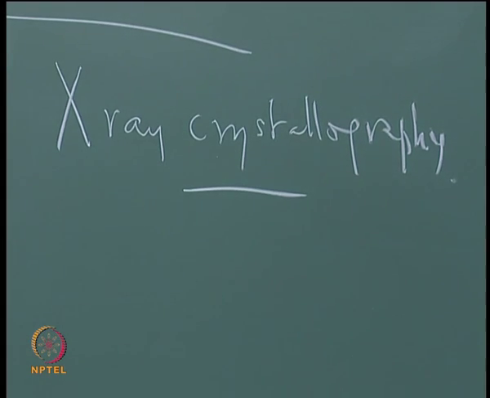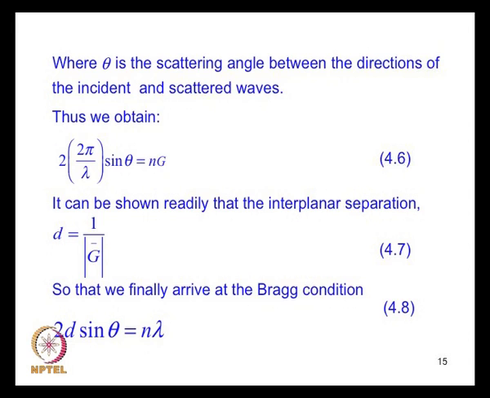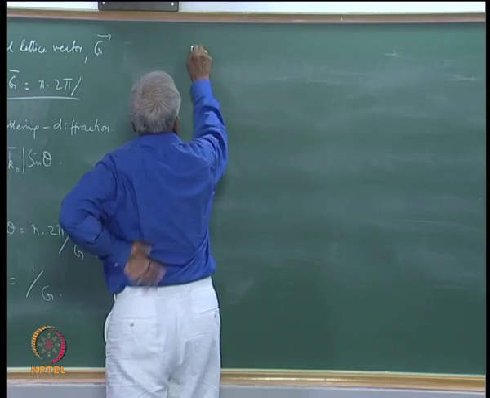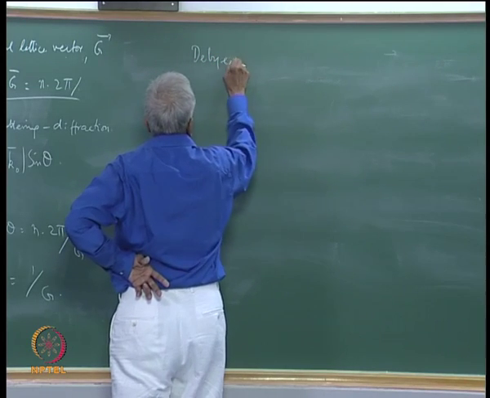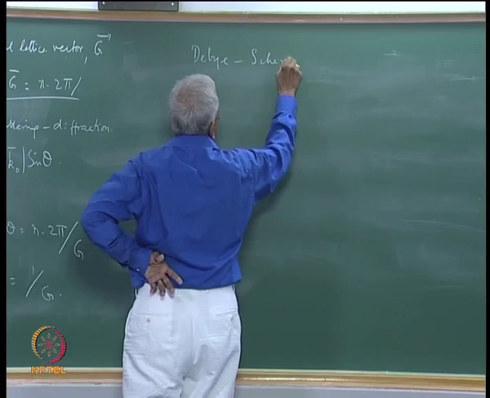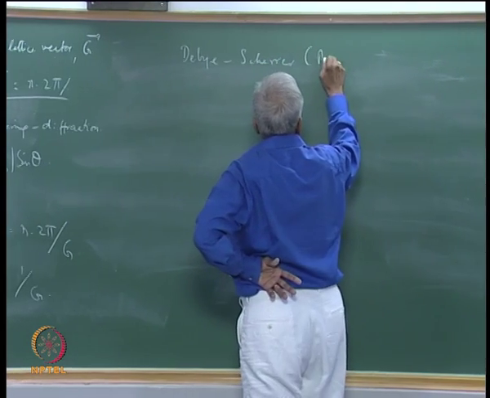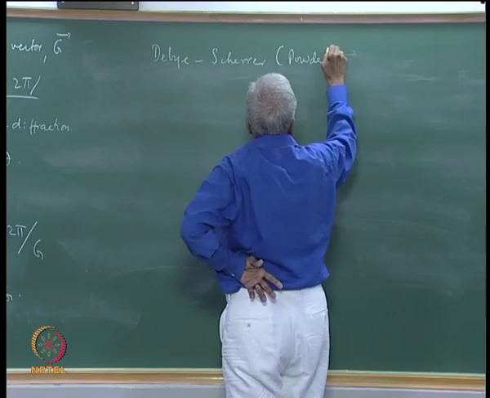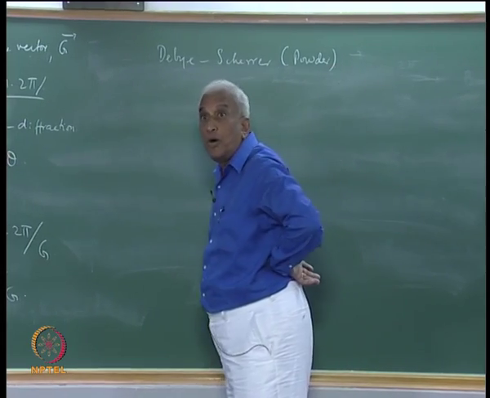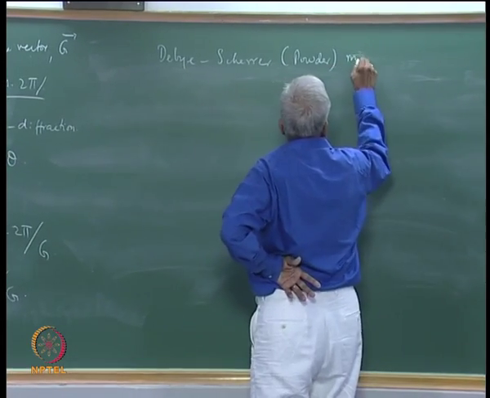There are several methods. We will discuss a few of them here. The first one is known as the Debye-Scherrer method. This is the most popular and most commonly used method, so I am discussing that first. This is also known as the powder method, since it uses samples in the form of powder.